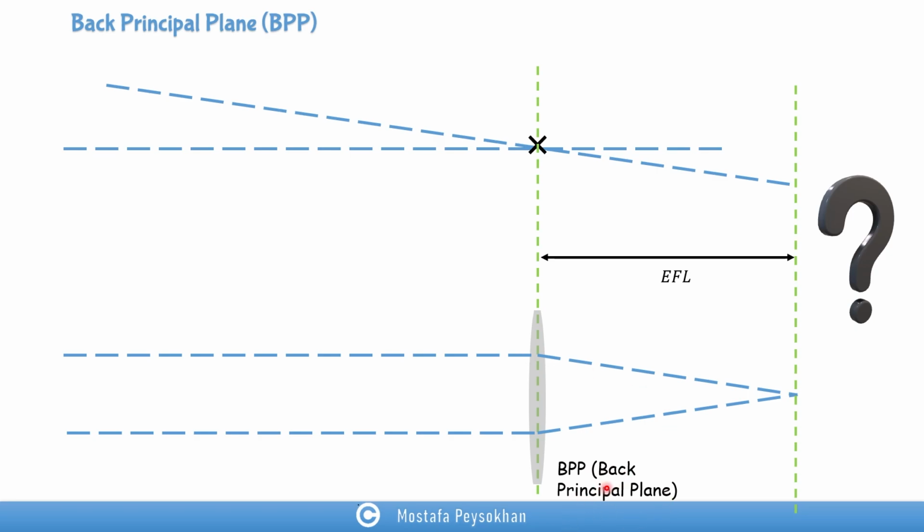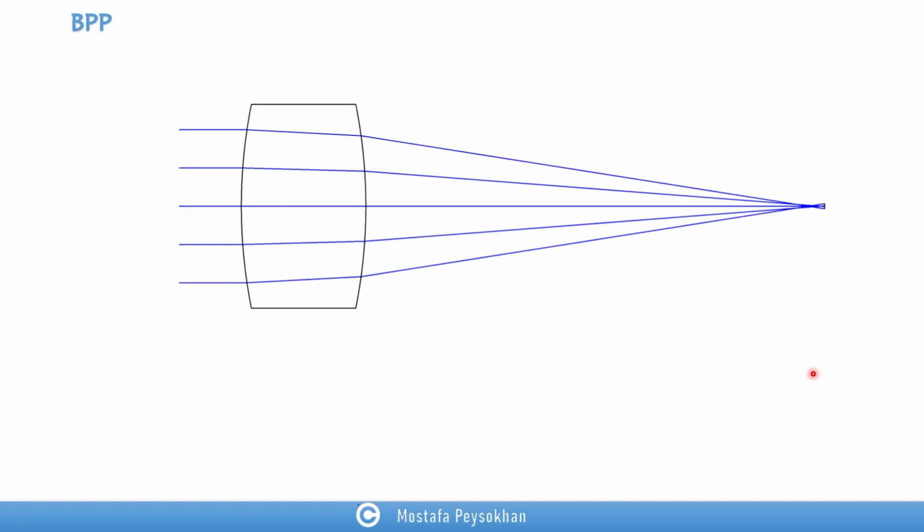Now let's look at another example. So this plane we call the back principal plane, and this plane we call the back focal plane. So the focal plane and principal plane can replace the very complicated optical system that we have. And the point we show by f prime, the focal point, because it is on the image side. We use f prime for all the parameters that we have.